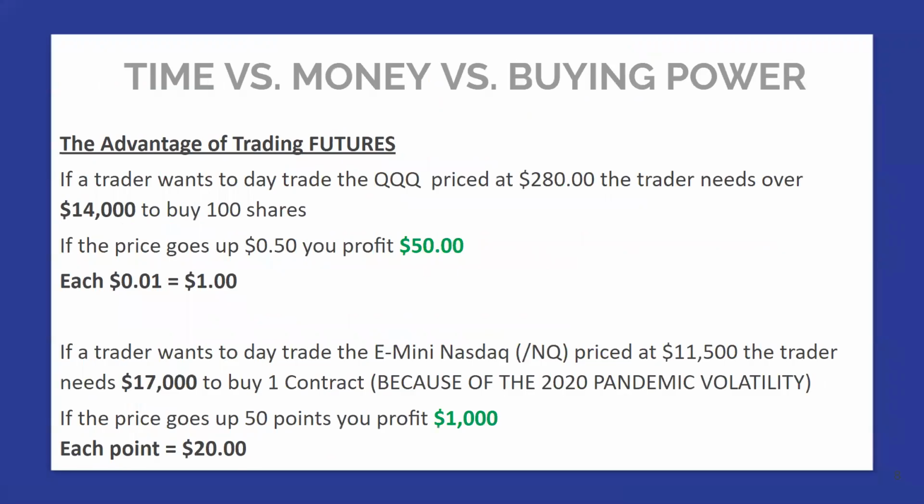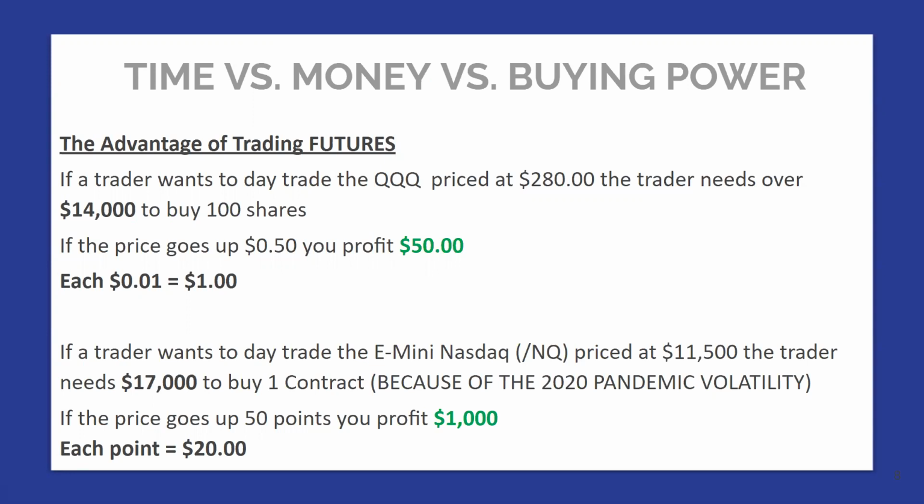All right, so let's talk a little about the advantages of trading futures and the advantages of trading stocks. Let's say a trader wants to purchase the Qs, trading at $280. The trader needs about $14,000 in buying power, and of course this is a bit higher margin requirement because of the volatility. If the price goes up 50 cents, you're going to profit about $50, which is not bad because each penny represents $1 on that move.